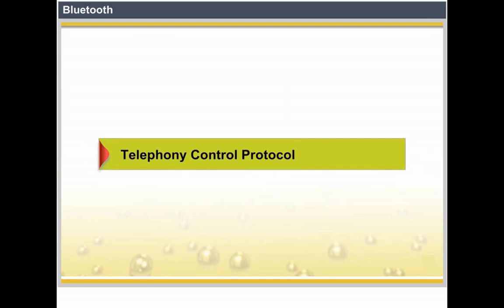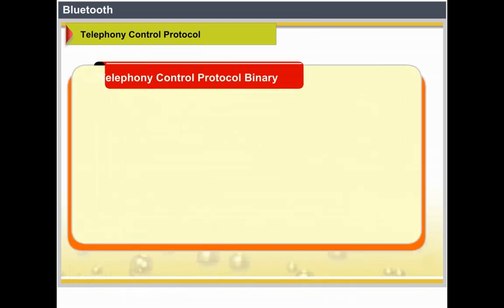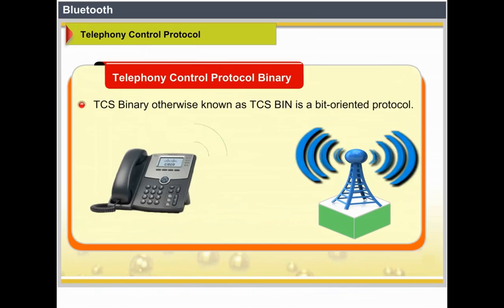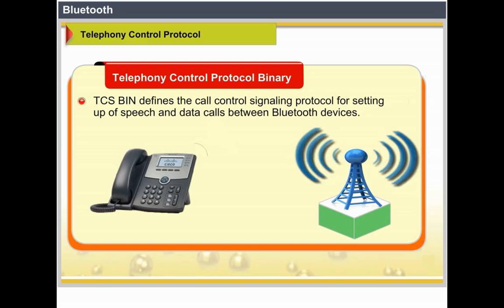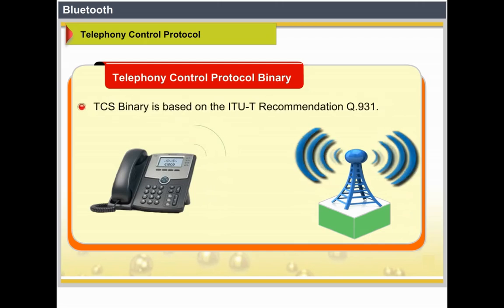Telephony Control Protocol. This comprises two protocol stacks with Telephony Control Specification Binary, TCS-BIN, and the AT commands. Telephony Control Protocol Binary. TCS Binary or TCS-BIN is a bit-oriented protocol. TCS-BIN defines the call control signaling protocol for setup of speech and data calls between Bluetooth devices. It also defines mobility management procedures for handling groups of Bluetooth TCS devices. TCS binary is based on the ITU-T recommendation Q.931.